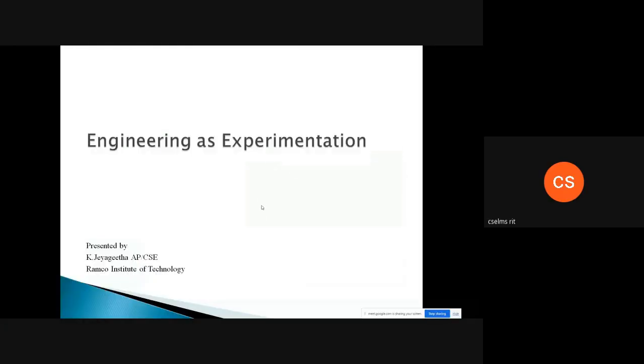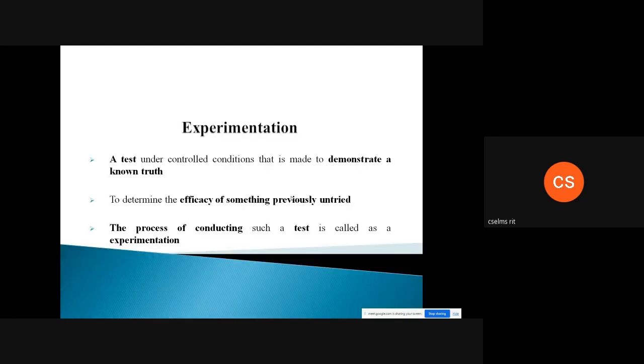Hello everyone. In this session, we are going to discuss the topic Engineering as Experimentation, which comes under Unit 3 from the course Professional Ethics in Engineering. The code is GE8076. Let me tell you what experimentation is first.